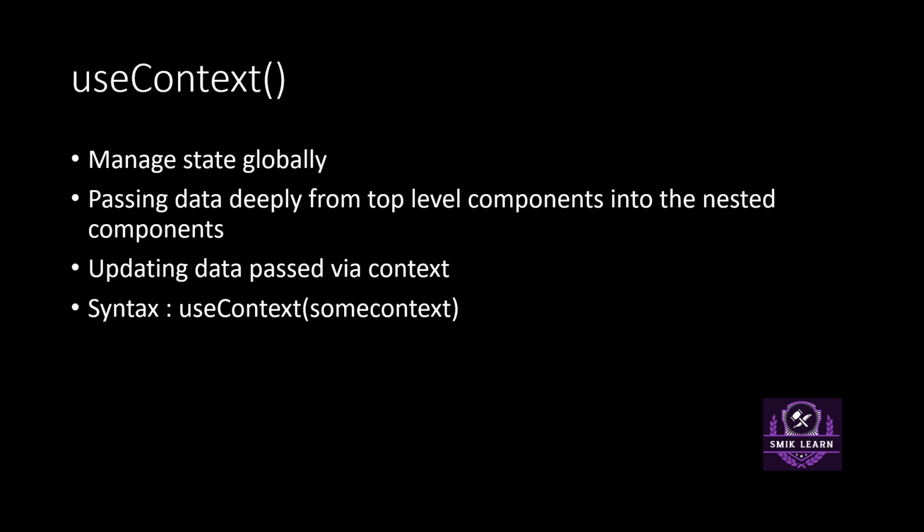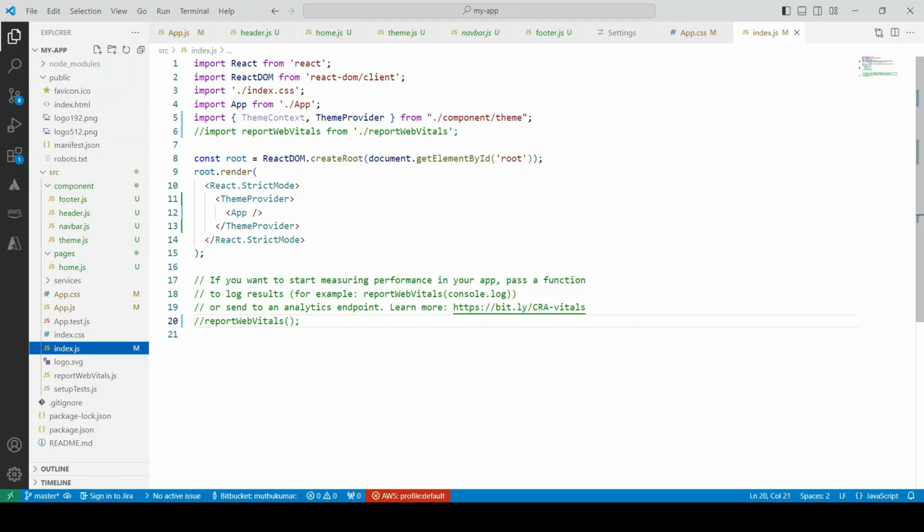Whenever data is passed via context, the updating can be done. So we can update the data whenever data is passed. If in the in-depth child components you update the data, that will be updated in the main components also. The entire useContext will get updated. And then we have the syntax called useContext, some context. I am going to show an example of how to use context in React programming. Here is an example I can show you.